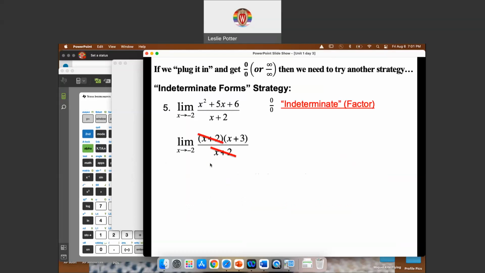We can cancel those, right? Those are like factors. X plus 2 and x plus 2. Those are canceled because those are like factors. And now we've re-expressed, right? It was this, it's now this. We've re-expressed this as x plus 3.